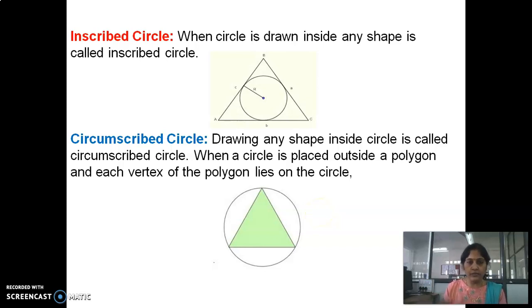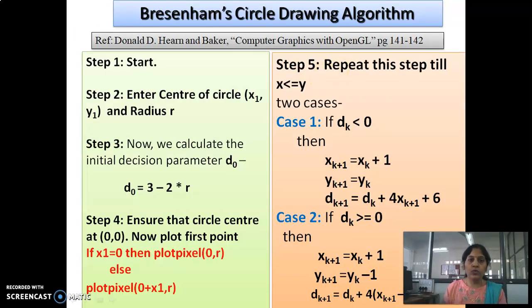That is called the circumscribed circle. Now let us move to our first algorithm. As I have told you, to draw these circles we are using the Bresenham circle drawing algorithm. To draw both of these circles we are using the Bresenham circle drawing algorithm.